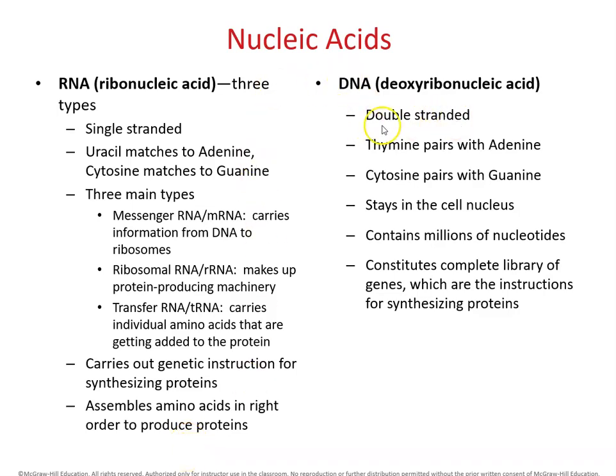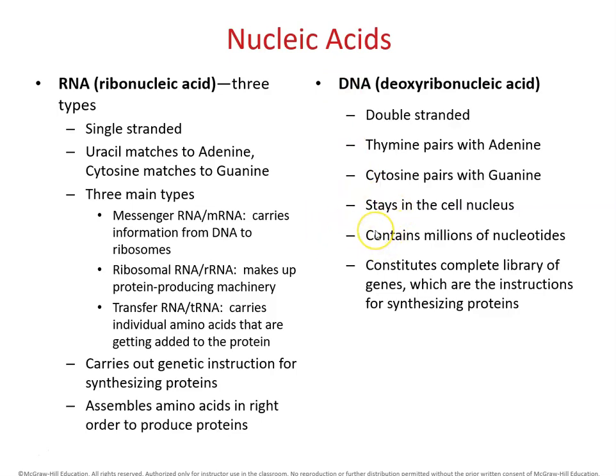DNA, on the other hand, is double-stranded. We know that thymine pairs with adenine, cytosine pairs with guanine, A goes with T, C goes with G. If you have a mismatch there, it can lead to all sorts of DNA damage, and if it's not fixed, possibly cancerous conditions. DNA typically stays in the cell nucleus.